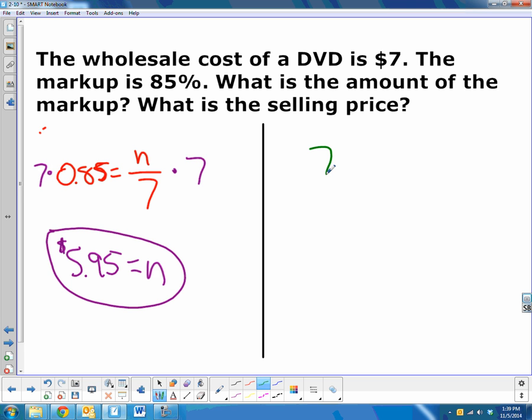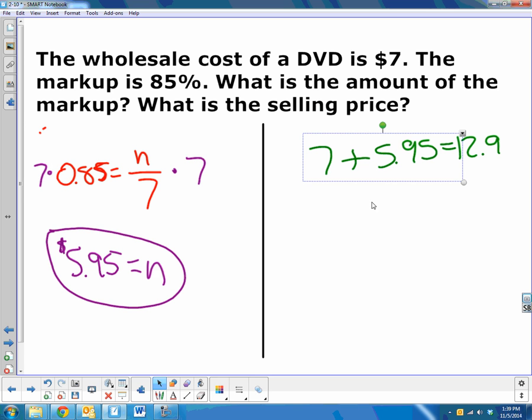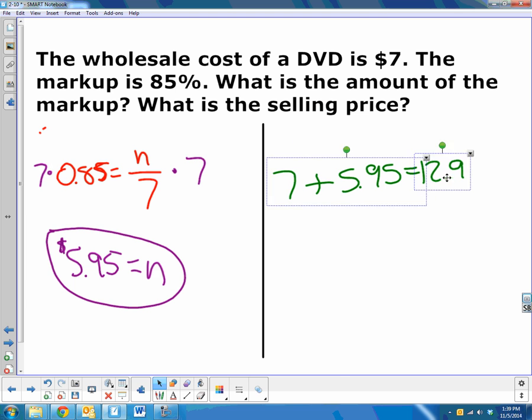It was originally 7. Now we have to add on that markup. So they bought the DVD for 7. They're going to add an extra $5.95, and they're going to sell the DVD for $12.95. My pen stopped working there, so let me move it around a little bit so I can finish. There we go. And that's the final selling price.